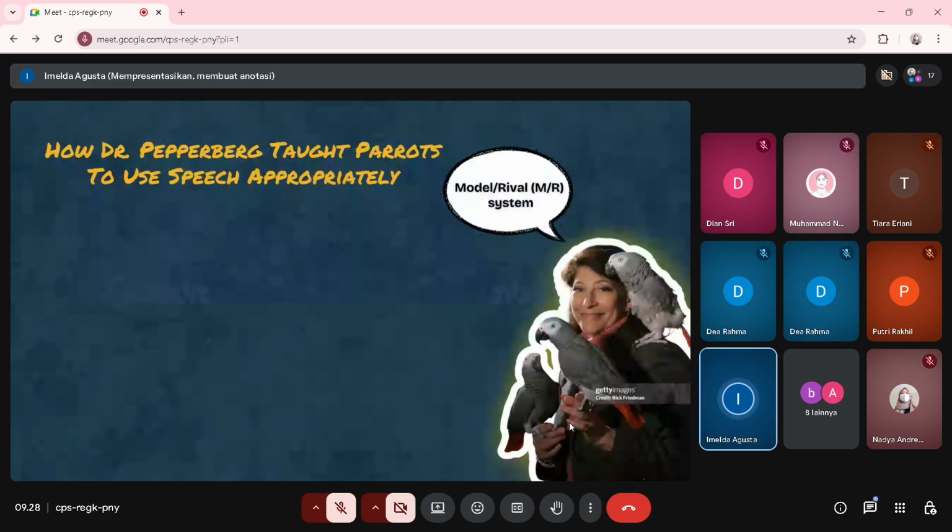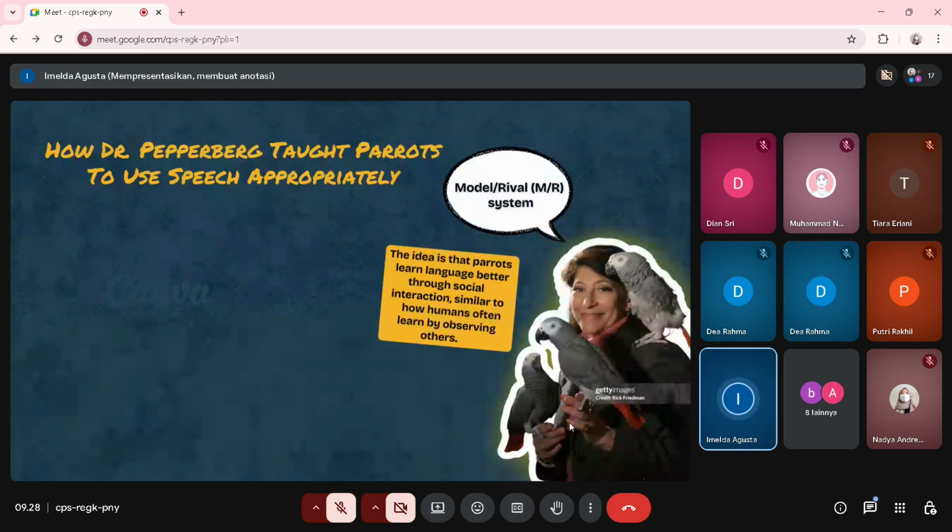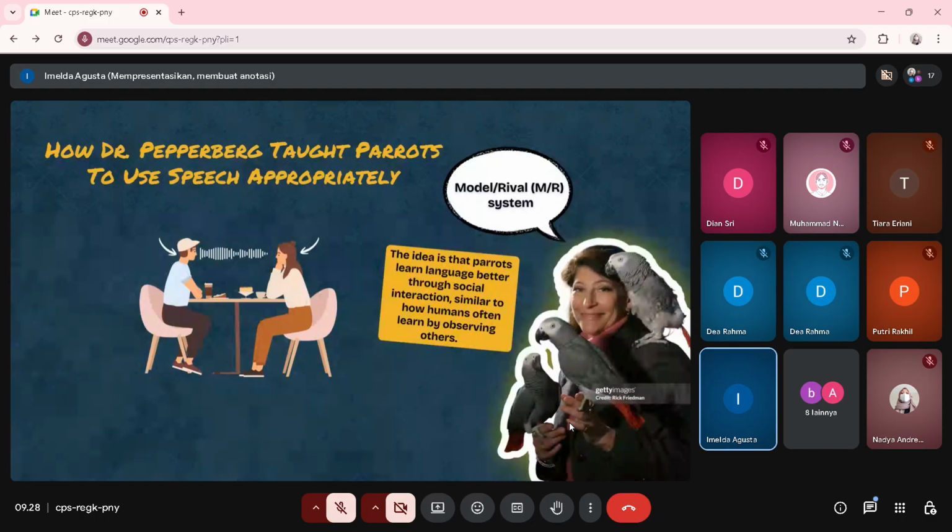So Dr. Pepperberg used the method called the model/rival system, which is the idea that parrots learn language better through social interaction, similar to how humans often learn by observing others. So this is how it works. They place two people in front of the bird. One is the trainer who asks questions, and one is the person who answers the questions.